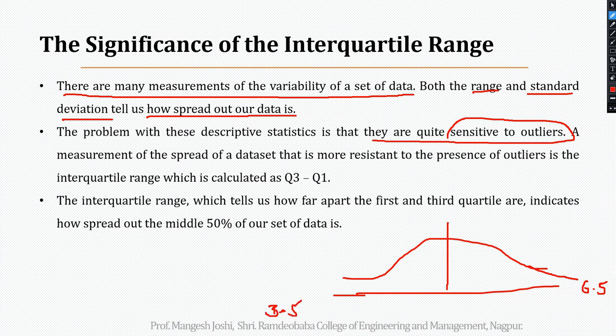Okay. So in this case, what will happen? Your range will be 6.5 minus 3.5, that is 3. But there is only one student, so you may not be able to infer any information from it. So that is the basic drawback in standard deviation and range.